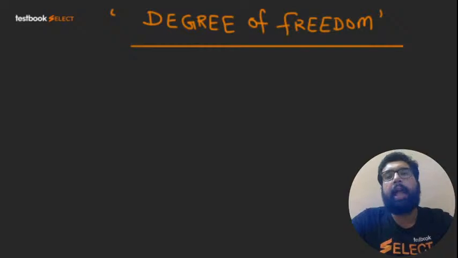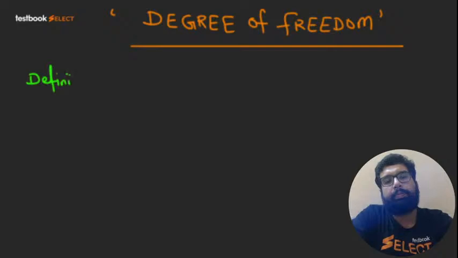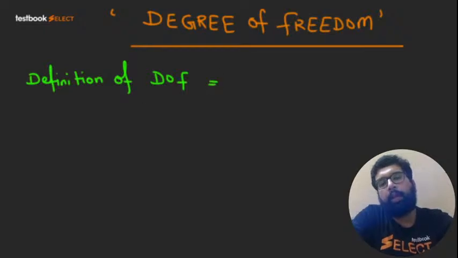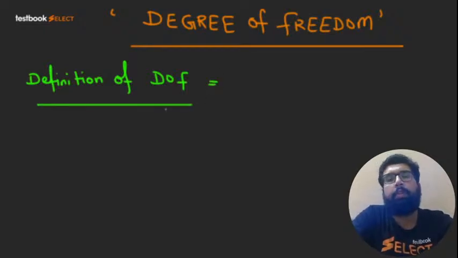नाउ लेट्स अंडरस्टैंड व्हाट इज द डिग्री ऑफ फ्रीडम. सो कैन एनीबडी डिफाइन इट फॉर मी? इफ आई आस्क यू व्हाट इज द डेफिनेशन ऑफ डिग्री ऑफ फ्रीडम, now this word you might have observed in the strength of material as well. इस strength of material में भी देखने को मिलता है.